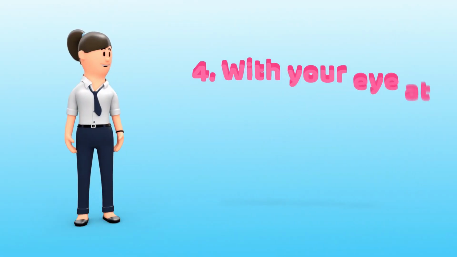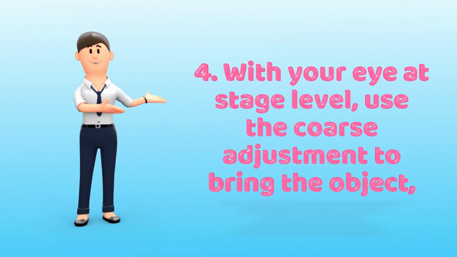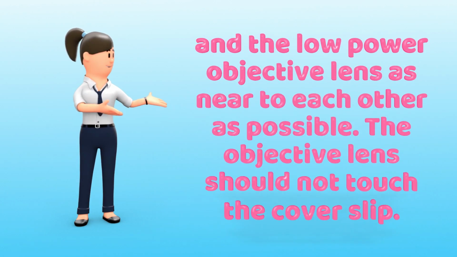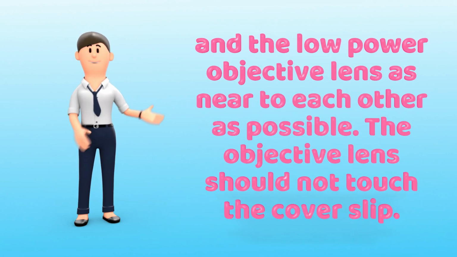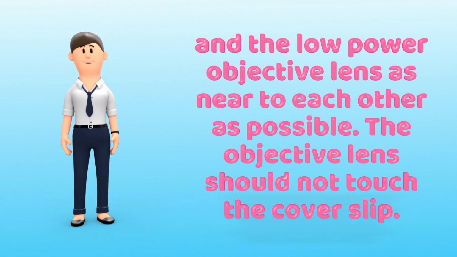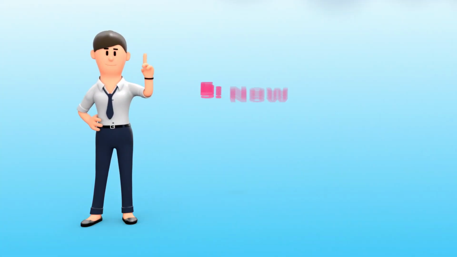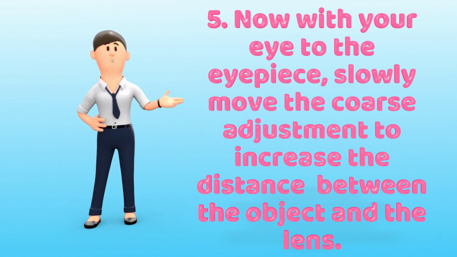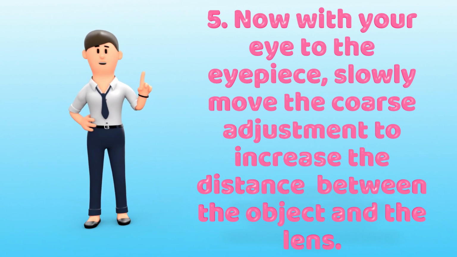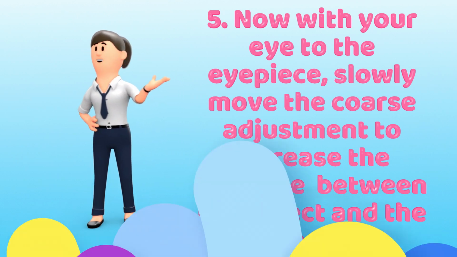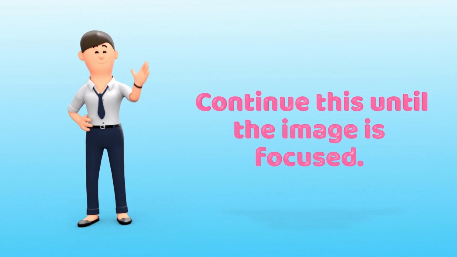Number 4. With your eye at the stage level, use the coarse adjustment to bring the object and the lower power objective lens as near to each other as possible. The objective lens should not touch the cover slip. Number 5. Now with your eye to the eyepiece, slowly move the coarse adjustment to increase the distance between the object and the lens. Continue this until the image is focused.